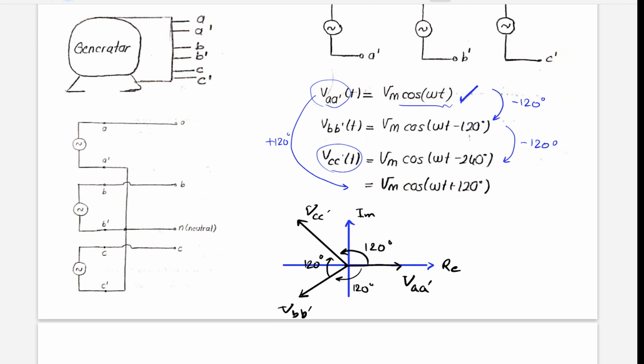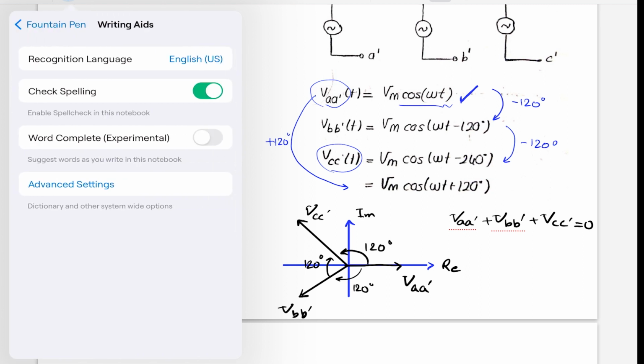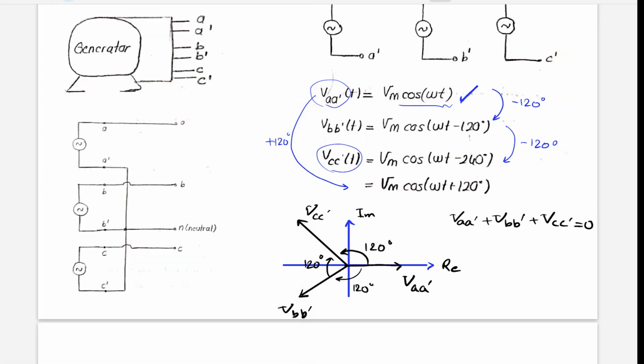Okay. Now, please note that VAA prime plus VBB prime plus VCC prime will be equal to 0, because if you add these vectors, their addition will be equal to 0. Okay? So that's why we say they're balanced sets. This also corresponds to KVL. Okay? They're balanced.